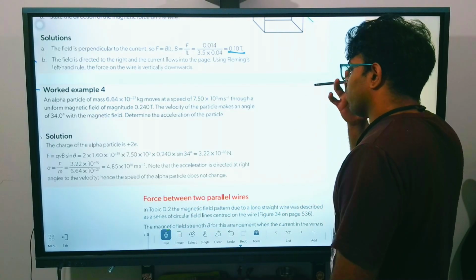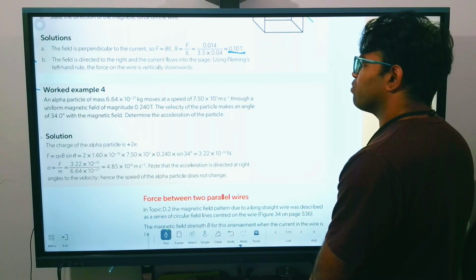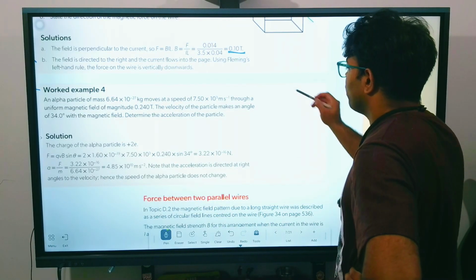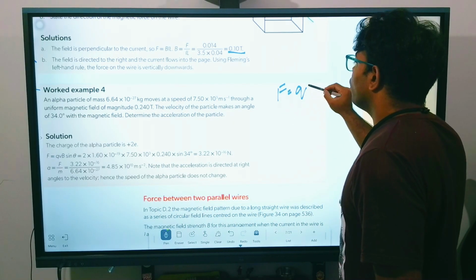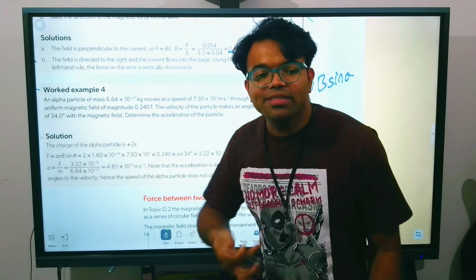So we know the mass. Why are they giving us the mass again and again? Is there a requirement for it? Oh, we have to find the acceleration also. Yes, then it will be required. Okay, so we know that F is equal to what? F is equal to QVB sine theta. Now, they have given us an alpha particle.